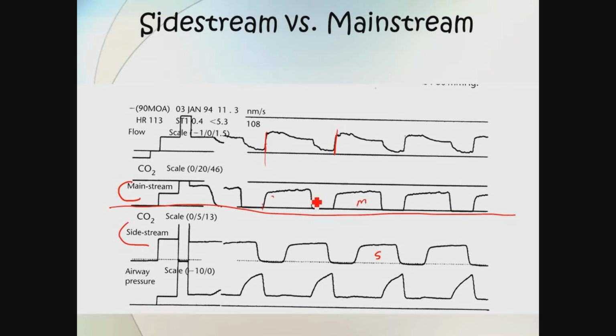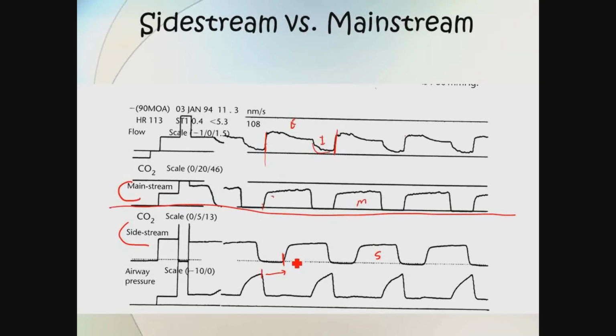And as the breath then triggers itself back into inspiration, you see a zeroing of it. So mainstream is in sync with what the ventilator is doing. Side stream is always going to have a bit of a lag. So in other words, here's the start of exhalation. The start of exhalation on my capnogram doesn't start till much later. Why? Because it's got to be sampled back, and there's always going to be a little bit of a delay in there.